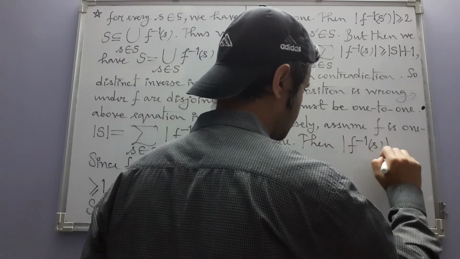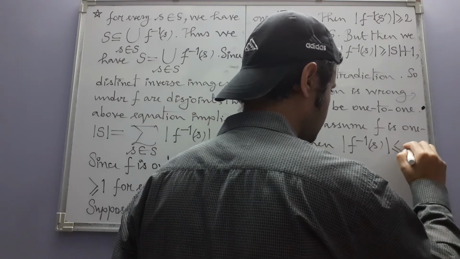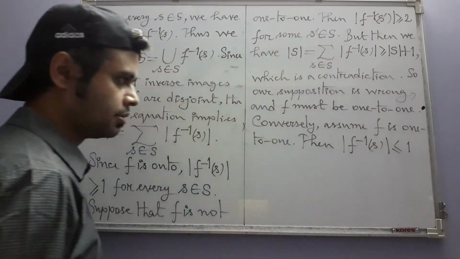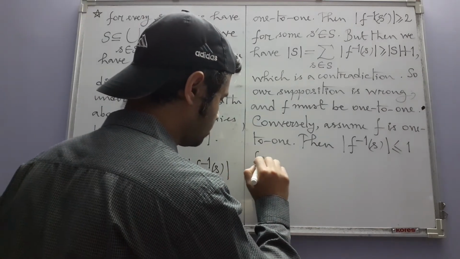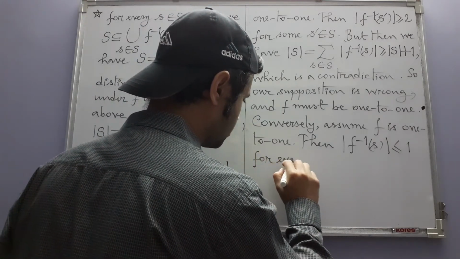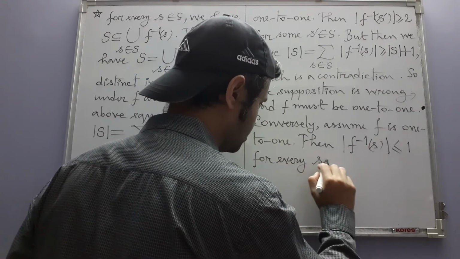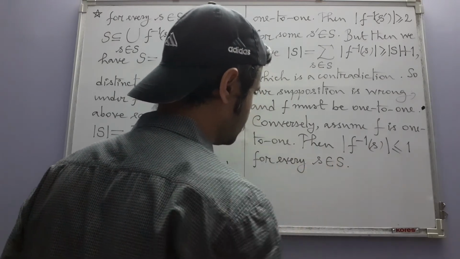Then each inverse image will have at most one element. 1 to 1ness gives you that for every s belonging to S.